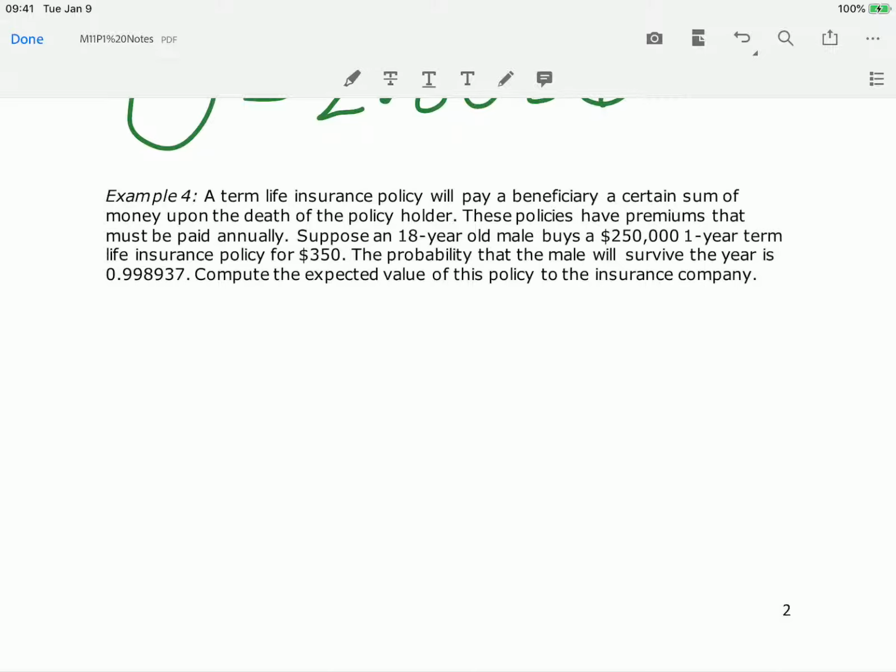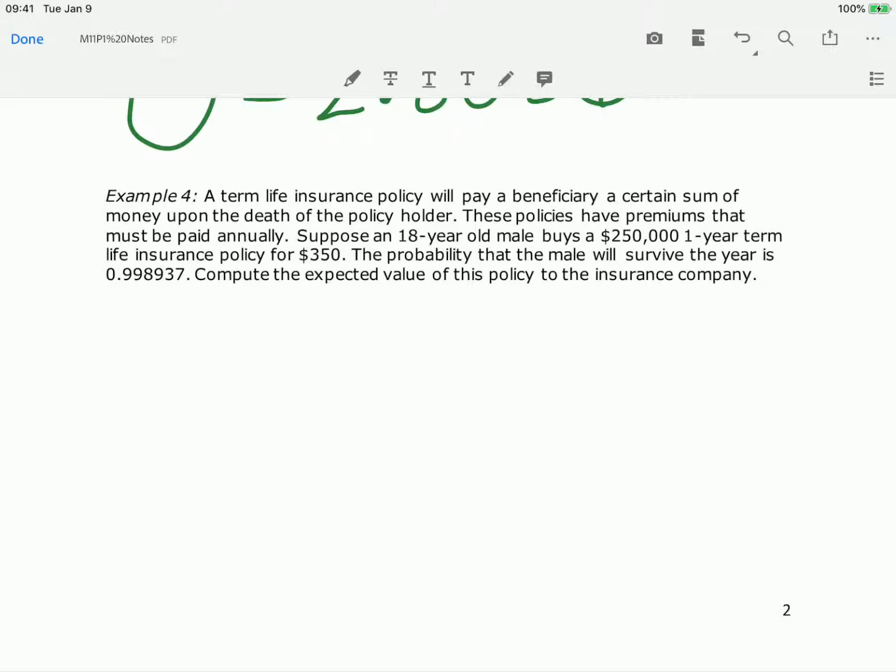Okay, so an 18-year-old male bought a $250,000 one-year term life insurance policy. So this 18-year-old was like, you know what, I'm going to go do some super dangerous stuff for the next year. I'm going to go ahead and take out a one-year life insurance policy. That way, if I die doing this super dangerous stuff, my family is not totally screwed.